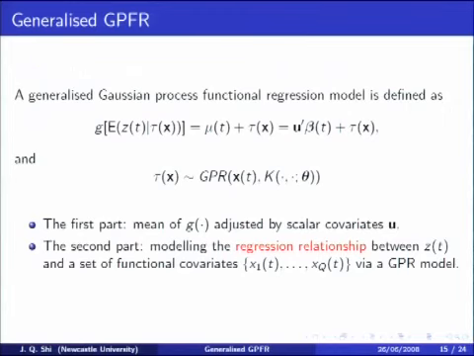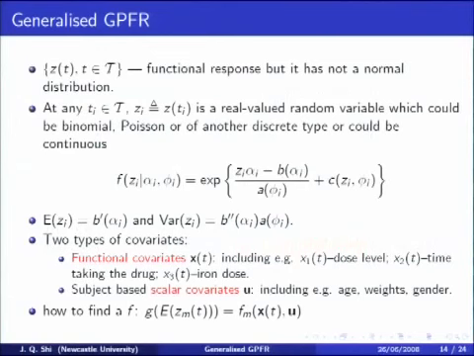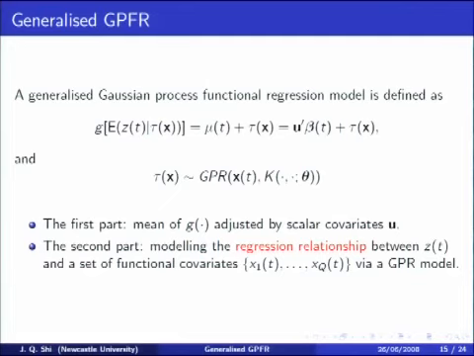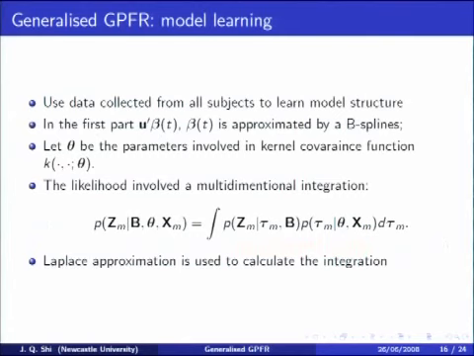Here we simply say, replace this Fm by the GPFR model I just mentioned. If this torque x is given, this corresponds to the mean part, and this tau x corresponds to a Gaussian process regression part. It is the same as the Gaussian process regression model, so the regression relationship between this zt and this x1 to xqt is mainly modeled by the second part.